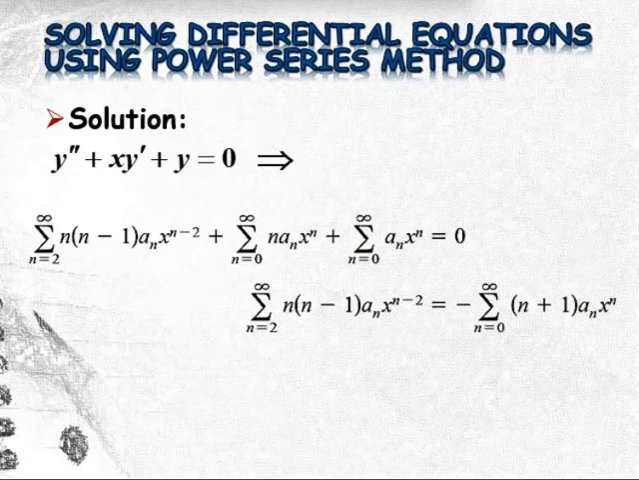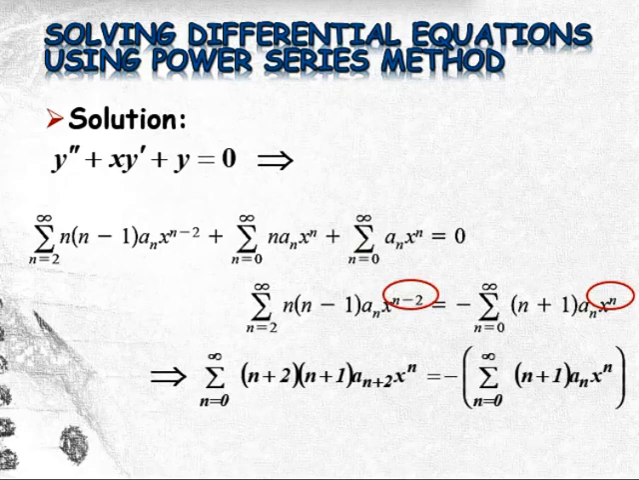Okay, rewriting the expression, we end up with a left member and a right member. Again, we know that the powers are not equivalent, so we need to adjust by replacing n by n plus 2. And we will end up with this expression. That is, the summation of n plus 2 times n plus 1 times a sub n plus 2 times x to the n from n equals 0 to infinity is equal to the negative of the summation of n plus 1 times a sub n x to the n from n equals 0 to infinity.